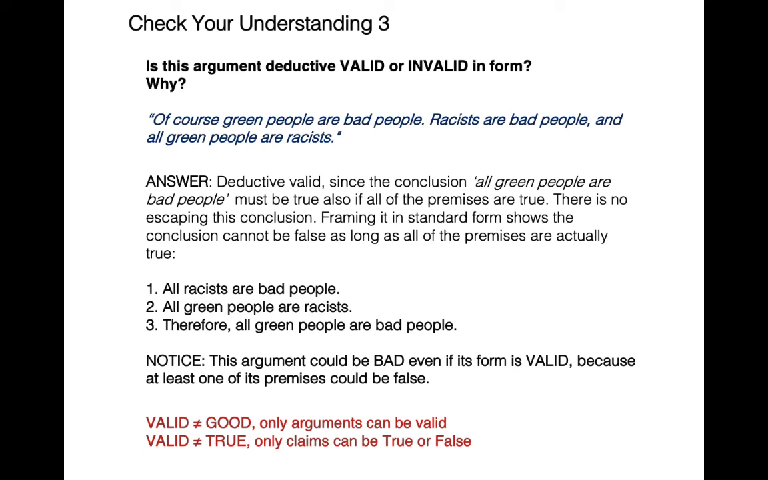Here's how it looks. All racists are bad people. Okay, let's say that's true. All green people are racist. Suppose that's true. The thing about racists is that they're among the bad people. There are no racists that aren't bad people, this is saying.